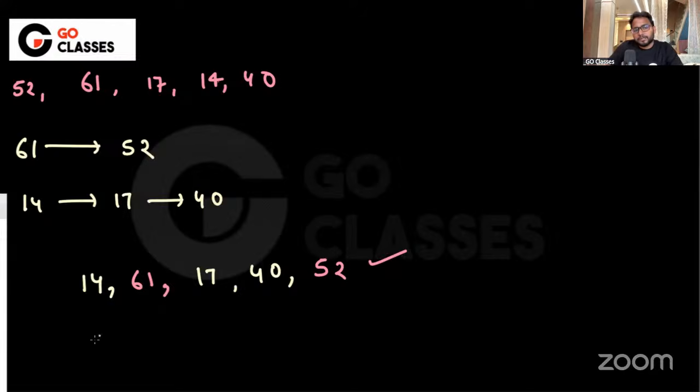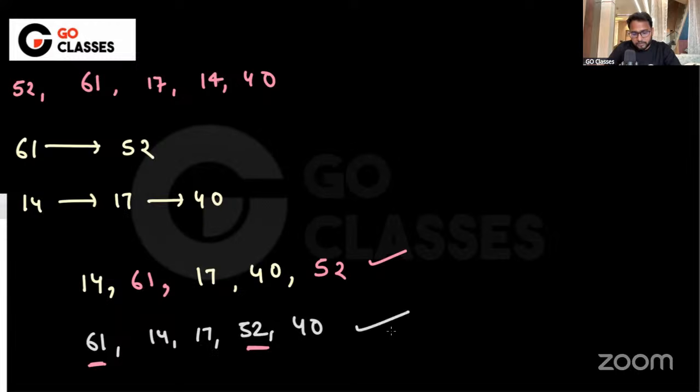Suppose I ask you, is this possible? 61, 14, 17, 52, 40. So you just check. Are 61 and 52 in the order? Yes. Are 14, 17 and 40 in the order? Yes. So this is also possible.